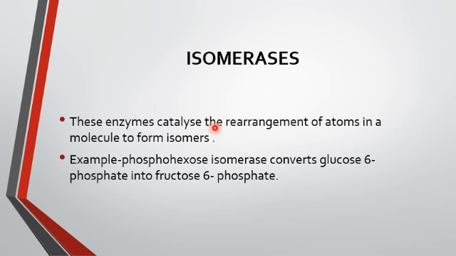Isomerases. These enzymes catalyze the rearrangement of atoms in a molecule to form an isomer. For example, phosphohexose isomerase converts glucose 6-phosphate into fructose 6-phosphate.